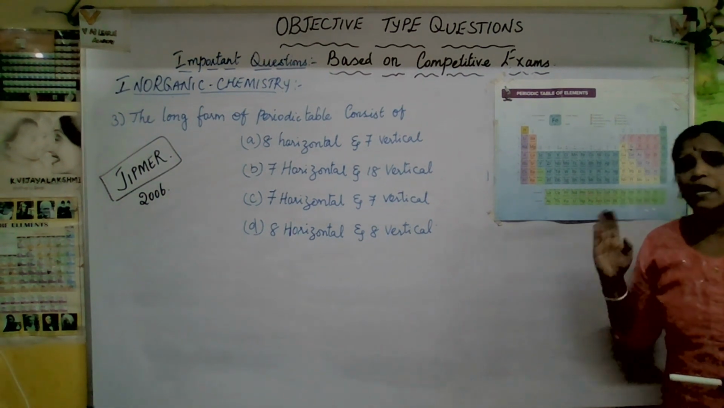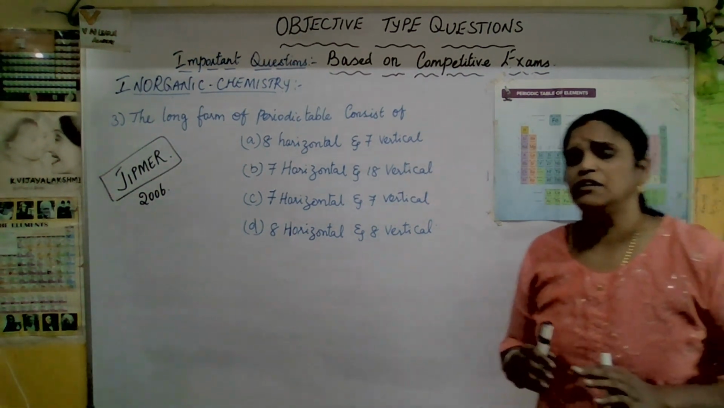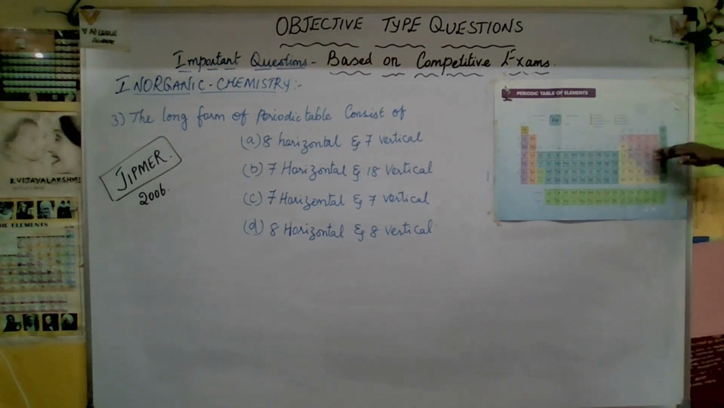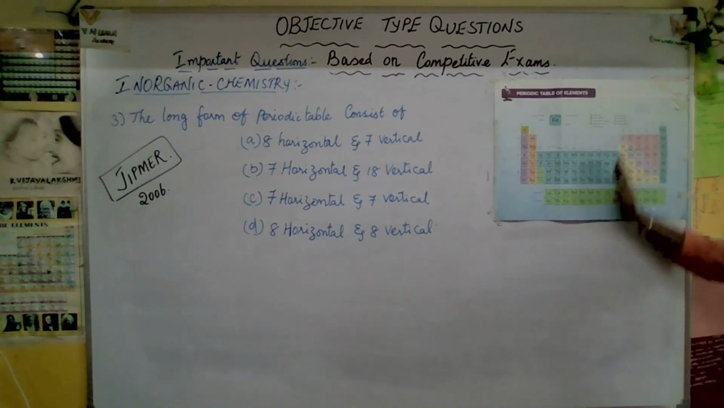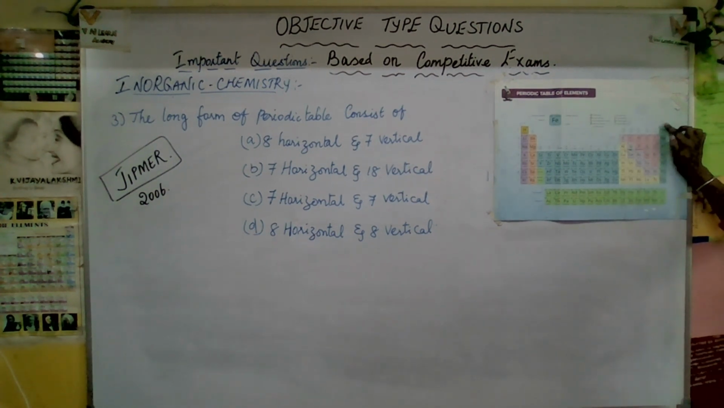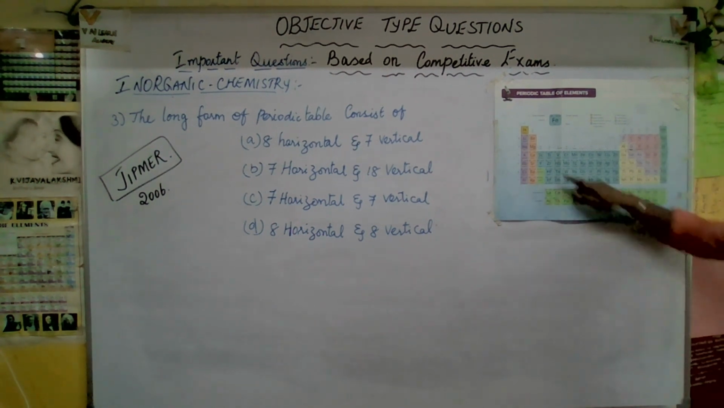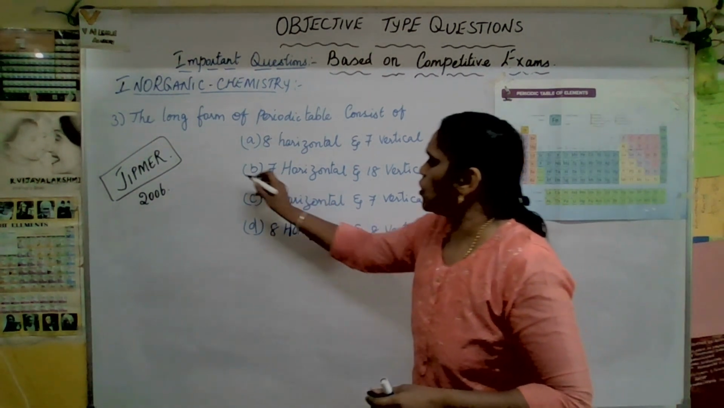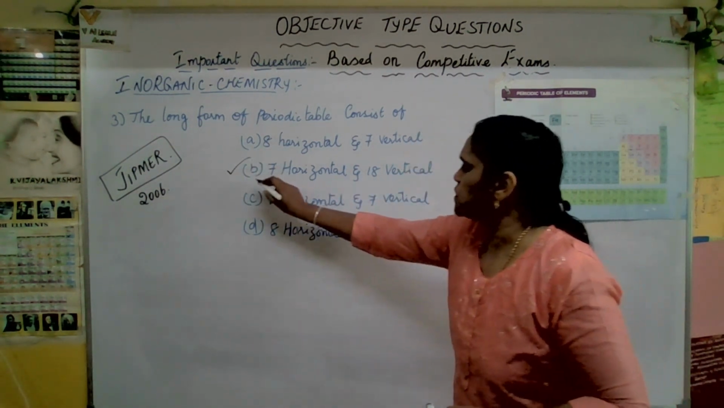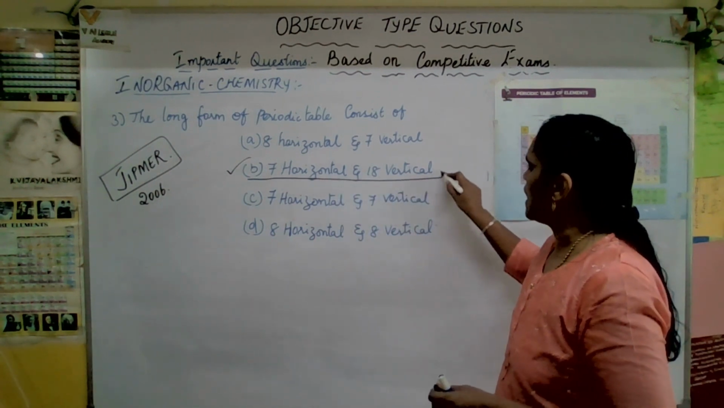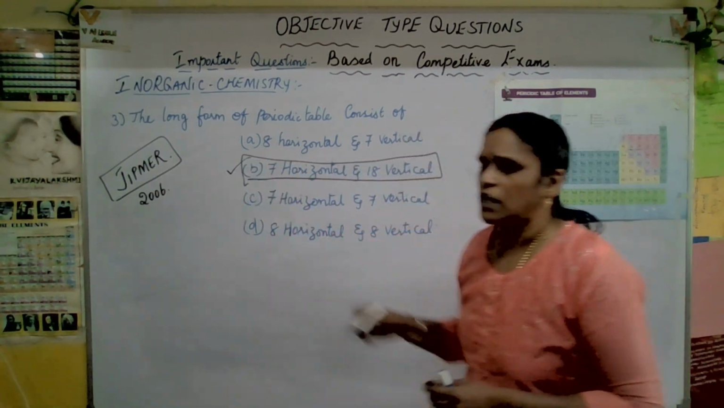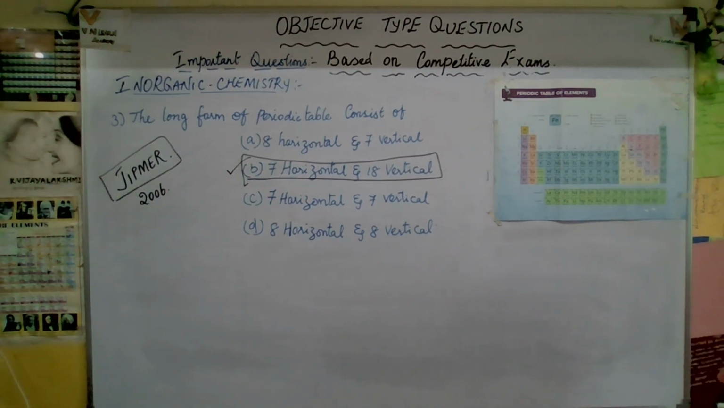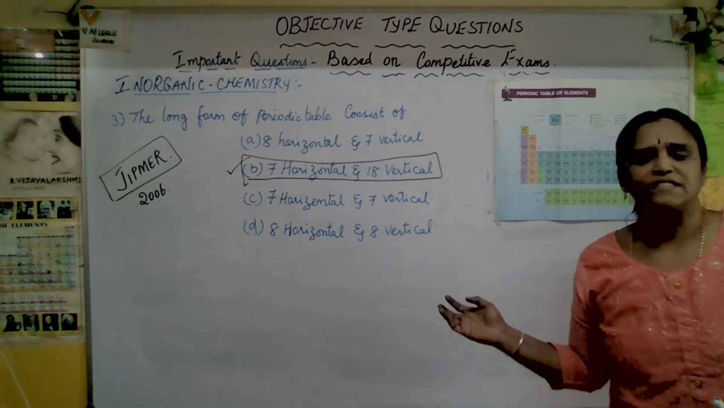So how many periods are there? You have learned this from smaller classes onwards, right? This is the period, how many periods are there, and this is the group, how many groups are there. Here it has written 18, so 18 groups are there, and 7 periods are there. Which is the correct option? Option B is the correct option: 7 horizontal and 18 vertical. Hope you got a clear idea. So better to watch the periodic table daily, and you will come to know all the answers.